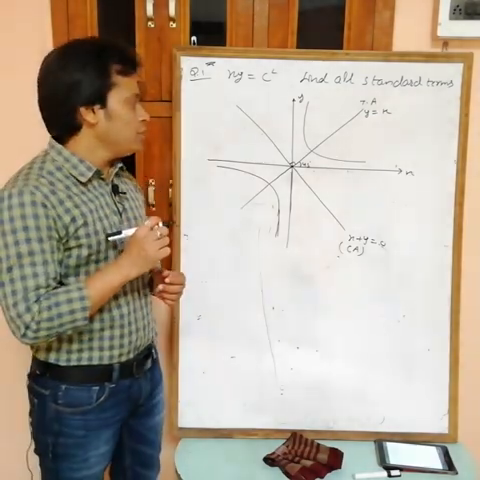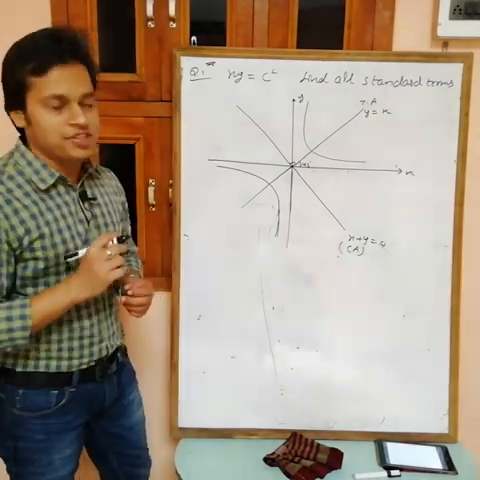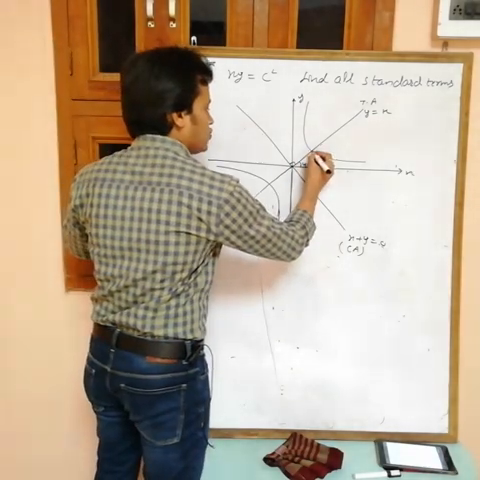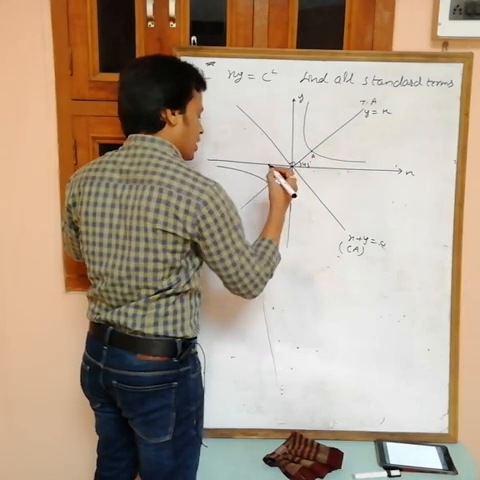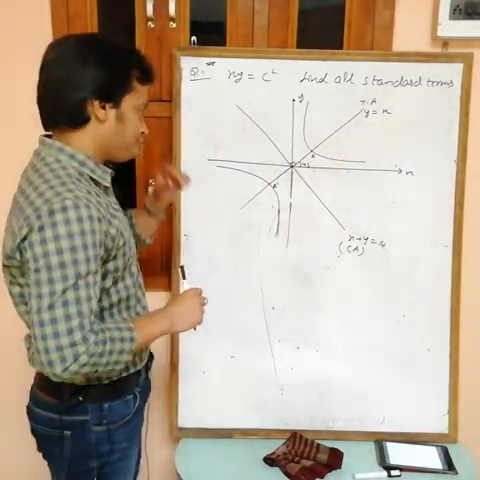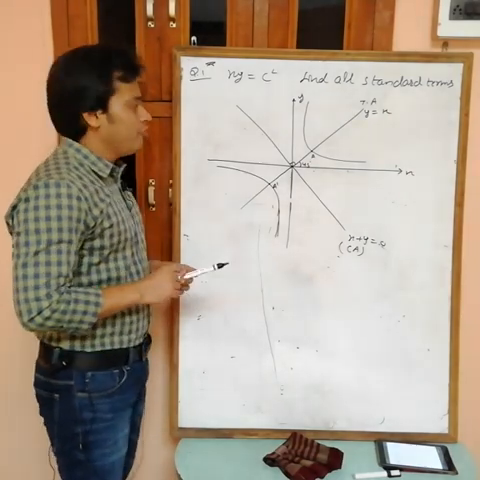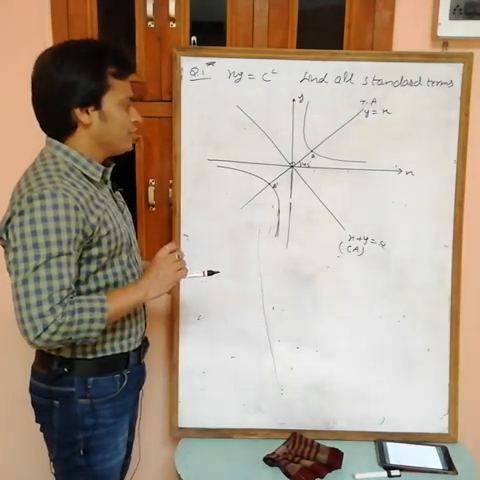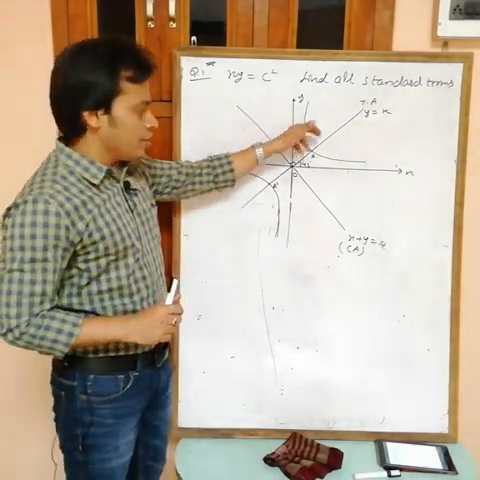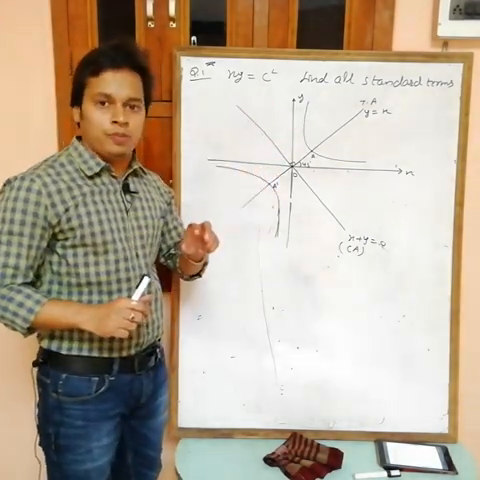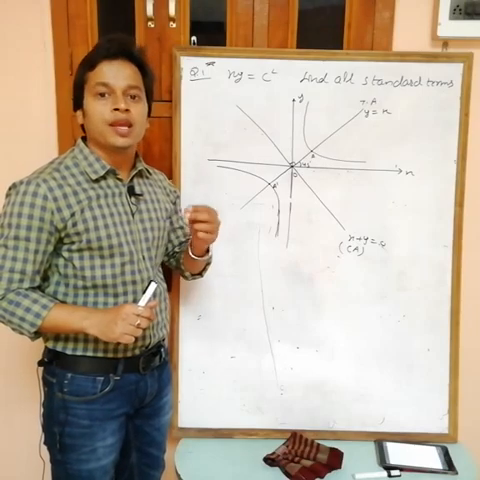Okay, now I want the vertex of this hyperbola. Vertex, it means this one. Suppose this is A and this one is A dash. Now we want both vertices. Now how can we find these vertices? We know that this is the center O. The distance of the vertex from the center of the hyperbola is equal to a.